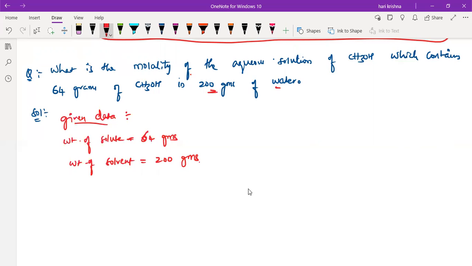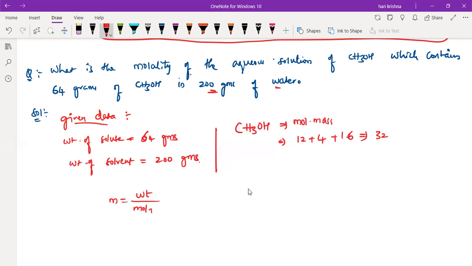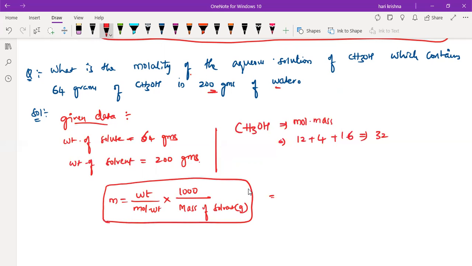Now they said it is CH3OH, methyl alcohol. Then what is the molecular mass? 12 plus 4 plus 16, that is 32. So what is the molality? Given weight by molecular weight into 1000 by mass of solvent in grams. That is equal to 64 by 32 into 1000 by 200.